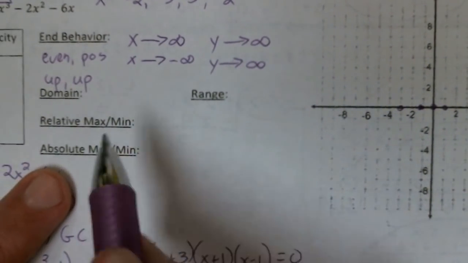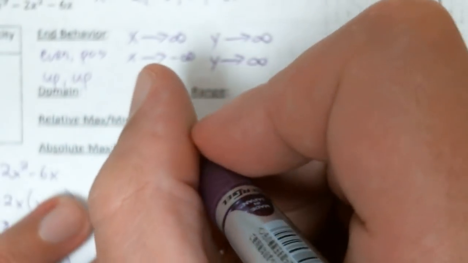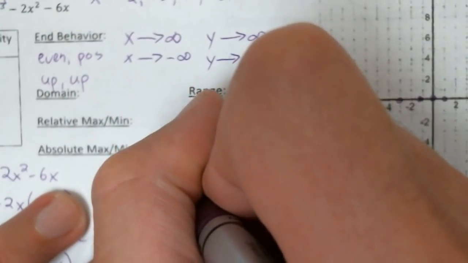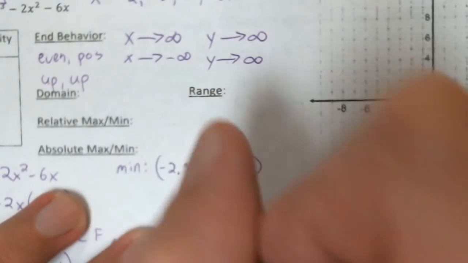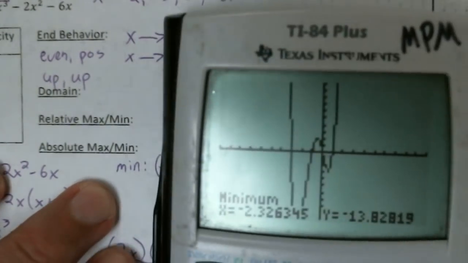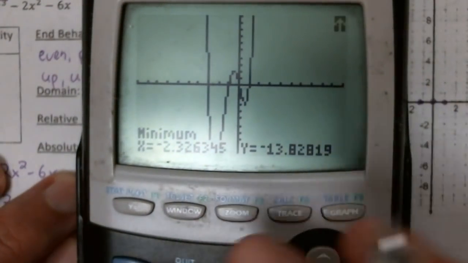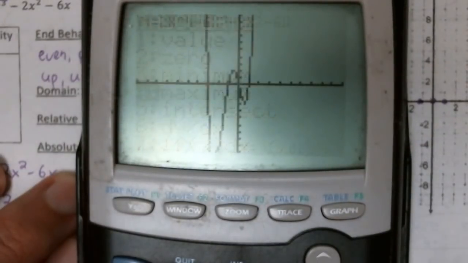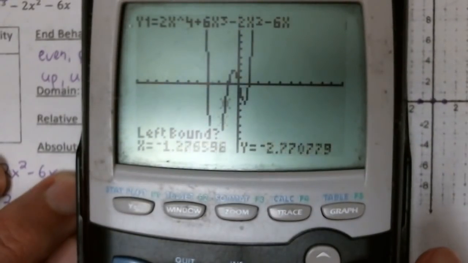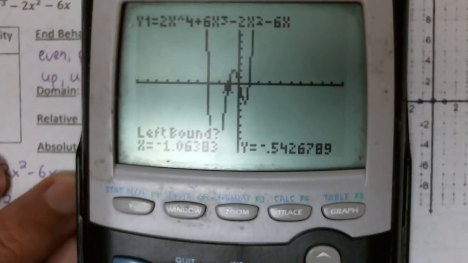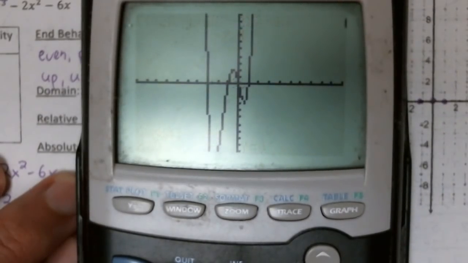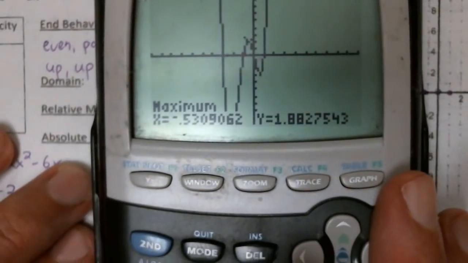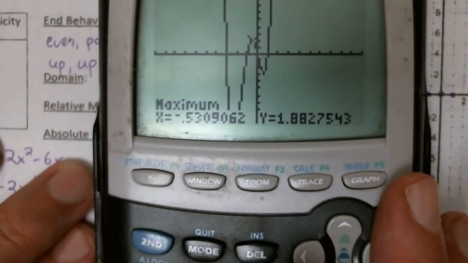So under absolute max, I'm going to say we have a min, that's an absolute minimum, at -2.33, -13.83. Okay, now we need to go find these other relative max and mins. Let's go find the maximum first. Let's go Mr. Spidey somewhere to the left, that's good, press enter. Let's go somewhere to the right, that's good, press enter again. There's our relative max, -0.53 and 1.88.